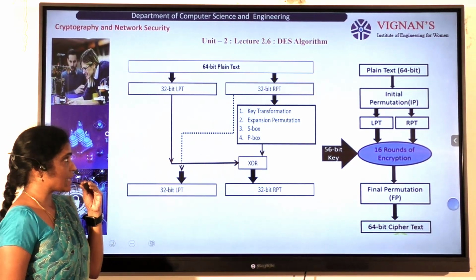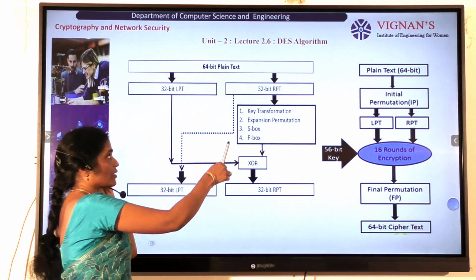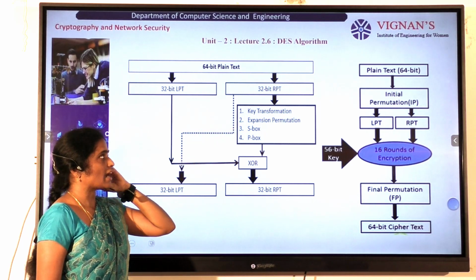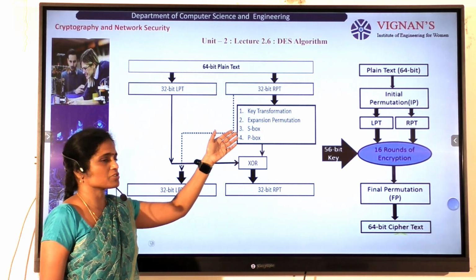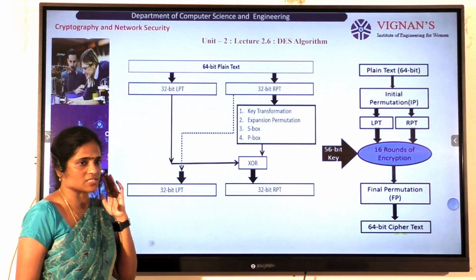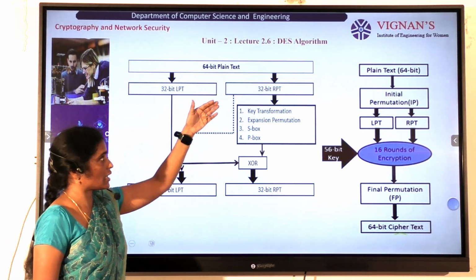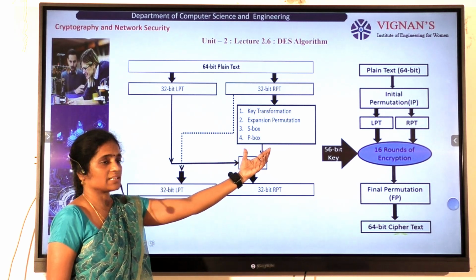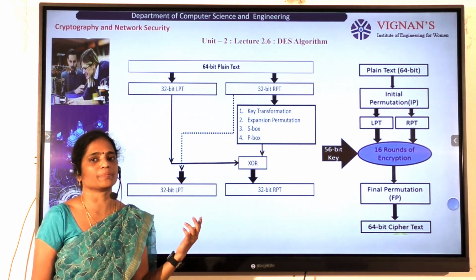So, in the right plain text, we are performing the following operations. One is key transformation technique, another one is expansion permutation, next one is S-box and P-box. After all these things, the data we get is in the form of 32-bit information.